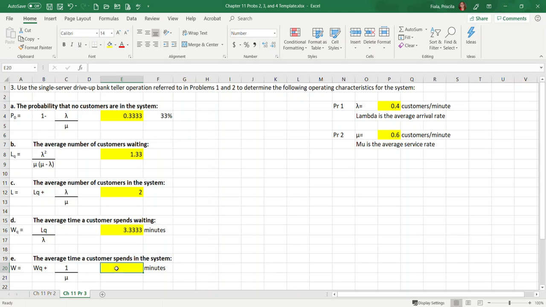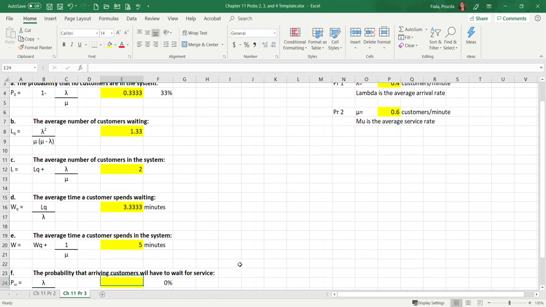It's good like this. So now the average time again that a customer spends in the system, not waiting, in the actual system. So now we have the average time a customer spends waiting. Okay, so equals this value over here. Just following the formula, that is WQ. Is that this value over here? Okay, plus 1 divided by my service rate. So the average time a customer spends in the system is 5 minutes.